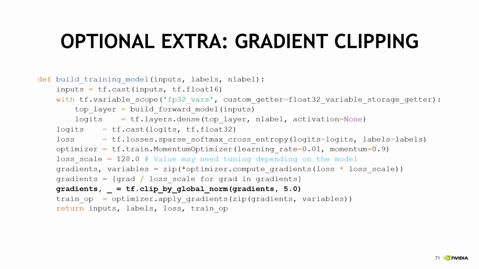And finally, I'll just mention that if you want to add gradient clipping, which is somewhat common in certain types of models, it's very easy to add. We have our float32 gradients with the correct scale, so everything's as expected. And we're just calling this TensorFlow clip by global norm function. This can, in some cases, help improve the quality of the convergence and avoid any numerical issues.